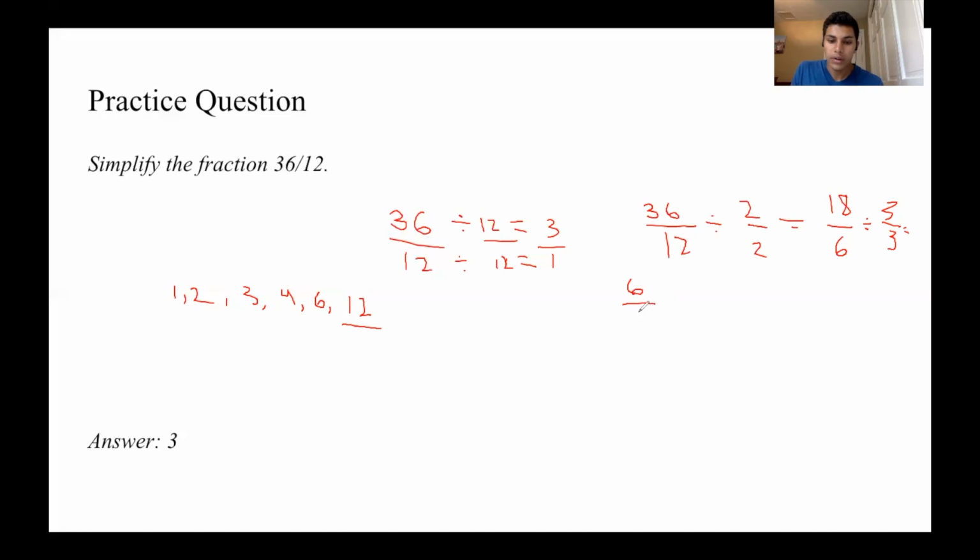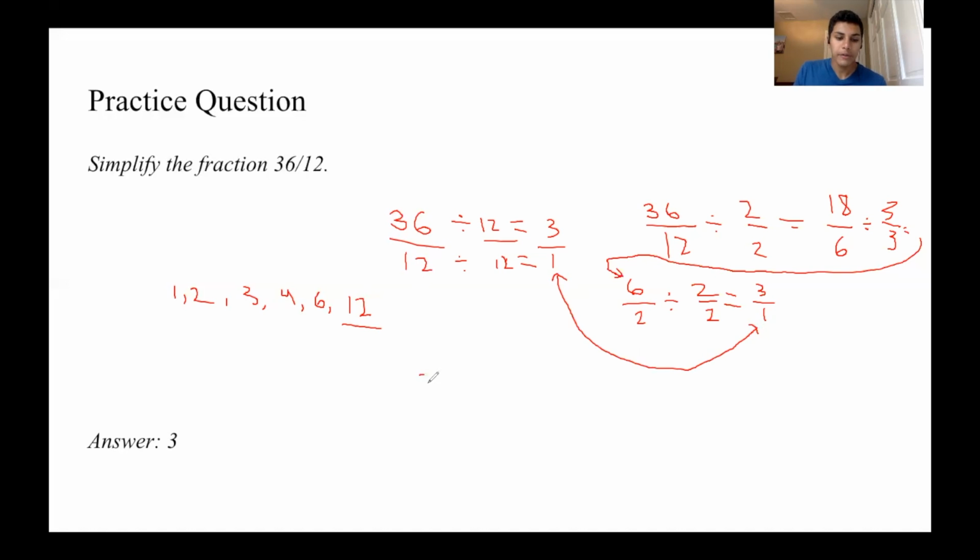6 over 2. And if we look at this number again, we can see that both 6 and 2 are divisible by 2. So we have to keep going until we get to a fraction where they don't have any factors in common. So if we divide this one by 2 over 2, we get 3 over 1, because 6 divided by 2 is 3, 2 divided by 2 is 1, and we actually end up in the same place. But it's just a little bit more efficient to just divide by 12 at the beginning.